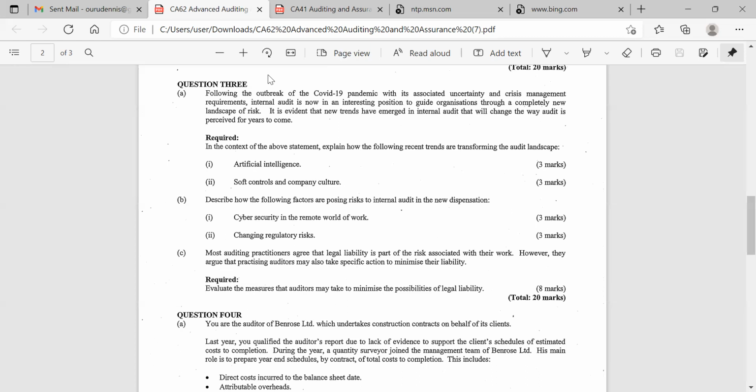Now where will you get that in the syllabus? COVID-19, who knew it would come? Now, do we know artificial intelligence? Who knows that? Who can tell me? I want to unmute somebody to talk. Artificial intelligence, who can explain?